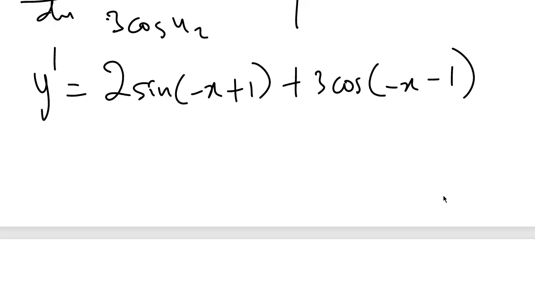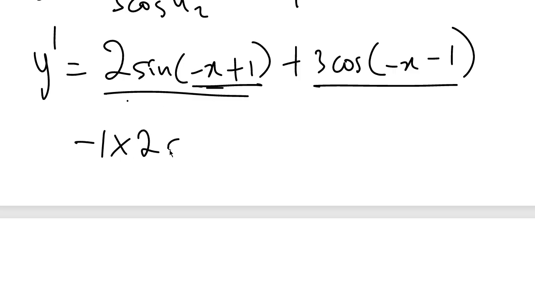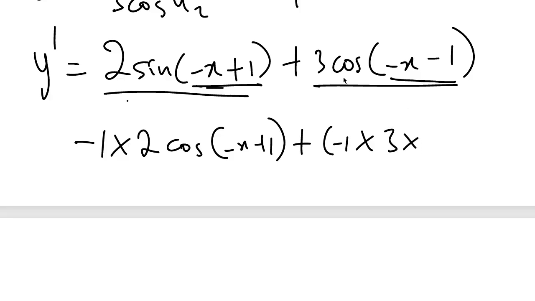So I want you to pause the video and attempt differentiating again according to what we explained earlier. Without wasting much time, differentiate each part again. If you differentiate sine, it's going to give you cos, right? And if you differentiate what is in here, it is negative 1. So negative 1 multiplied by 2 cos(-x + 1). And then plus, if you differentiate what is in here, it's negative 1. Do you agree? So negative 1 multiplied by 3 multiplied by the differential of cos, which is negative sin.